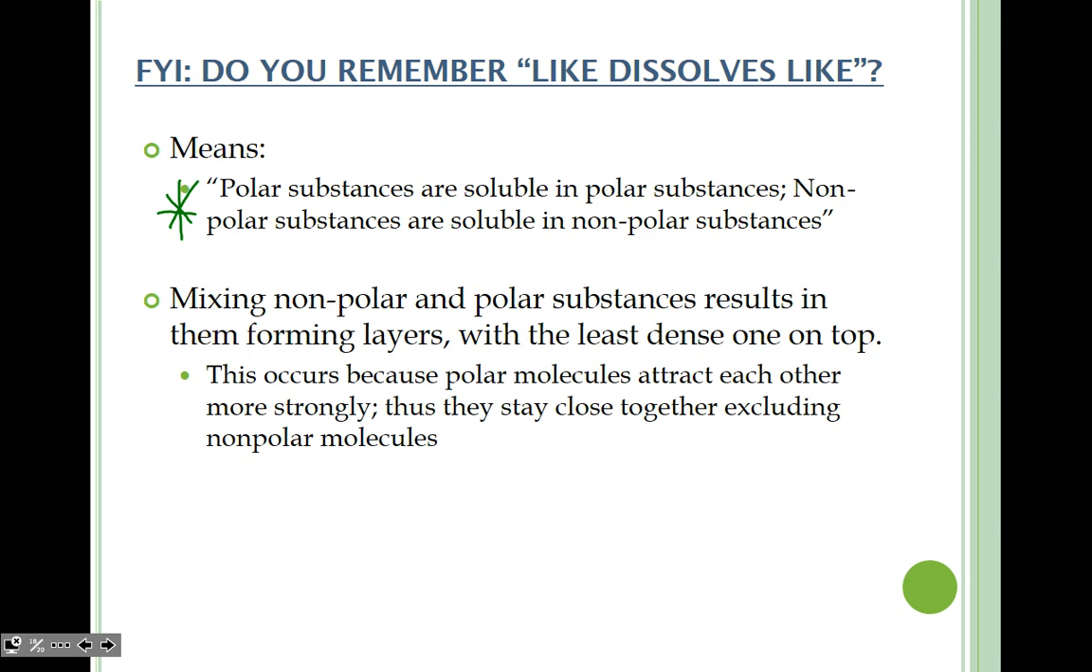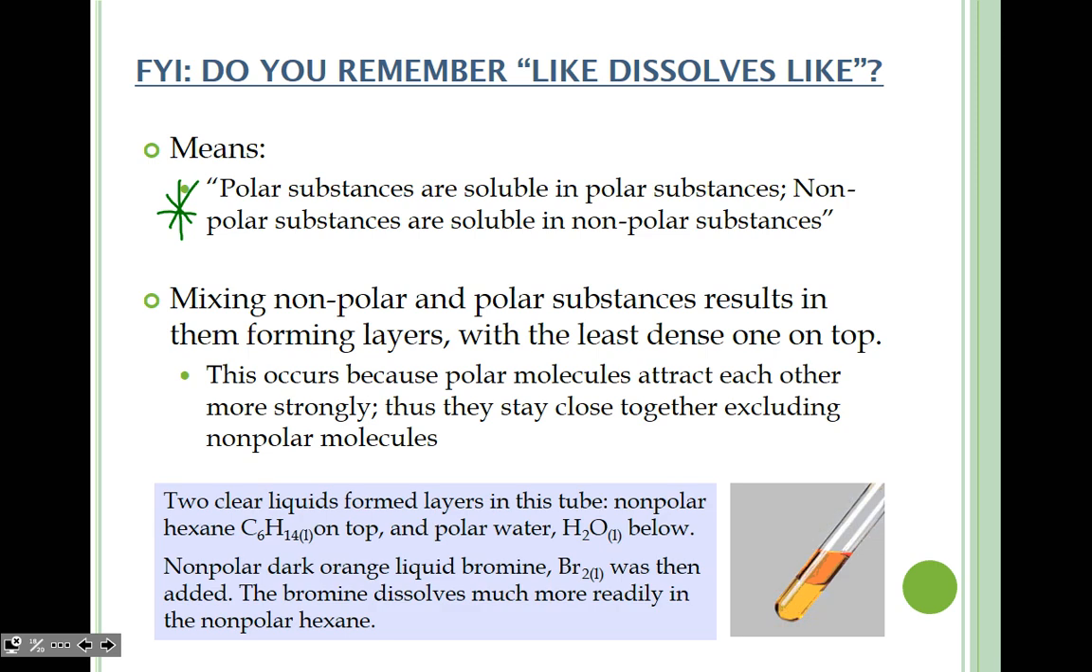This occurs because polar molecules attract each other more strongly, thus they stay close together, excluding nonpolar molecules. Basically, here's an example. Two clear liquids formed layers in this tube, nonpolar hexane on the top and polar water on the bottom. They don't mix, they don't dissolve in each other because you have a polar plus a nonpolar. Nonpolar dark orange bromine was then added. The bromine dissolves in something that's nonpolar. So the bromine is going to dissolve in the hexane. It will not dissolve in the water because water is polar and bromine is nonpolar.